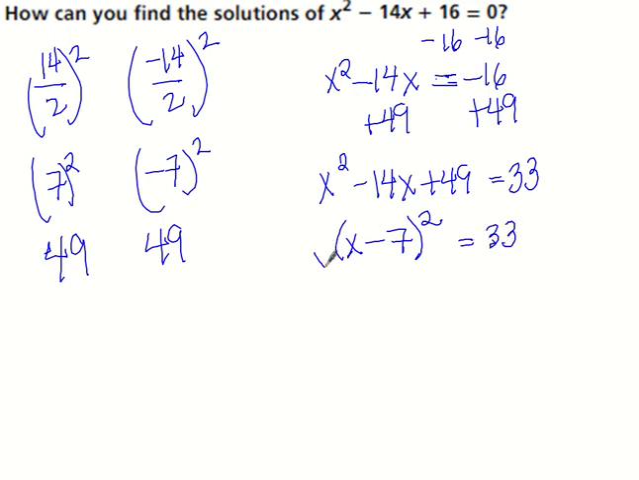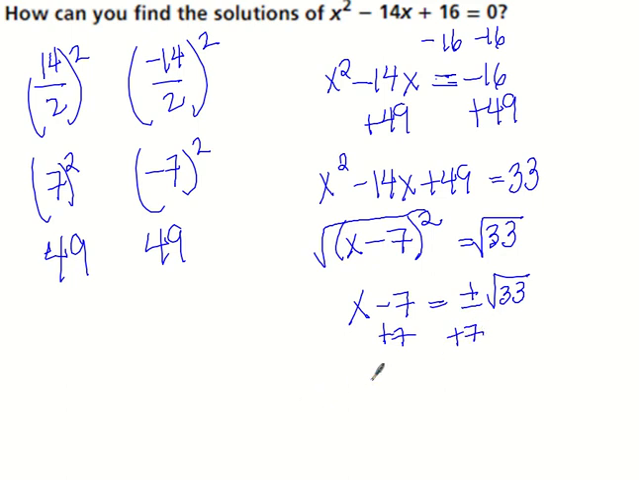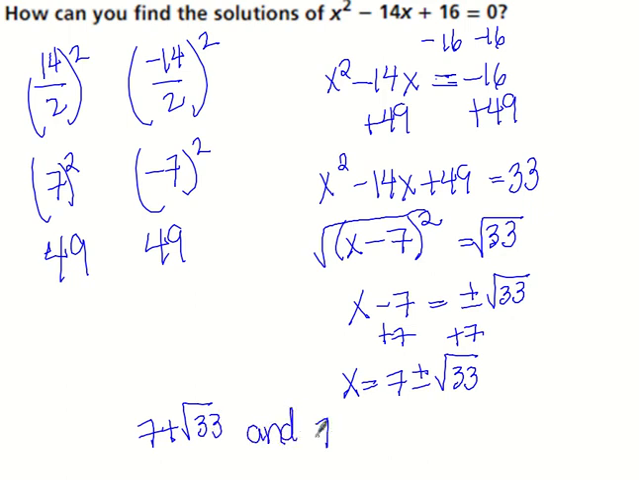Now to get rid of the squared, we square root, just like we did in 9.4. We get x minus 7 equals plus or minus the square root of 33. And then we're going to add 7 to both sides, and so we get x equals 7 plus or minus the square root of 33. And then, to split it up, our two solutions would be 7 plus the square root of 33 and 7 minus the square root of 33.